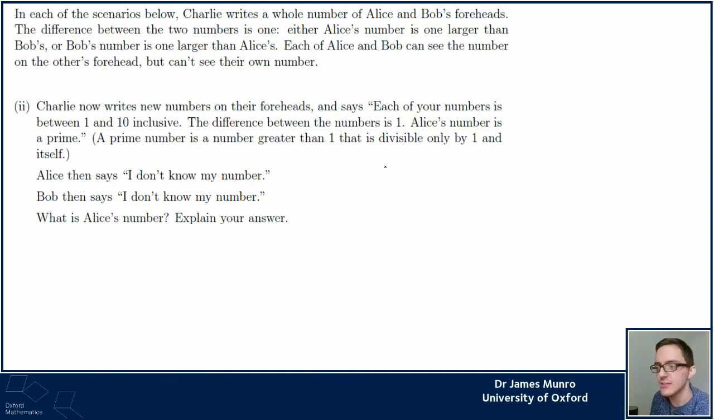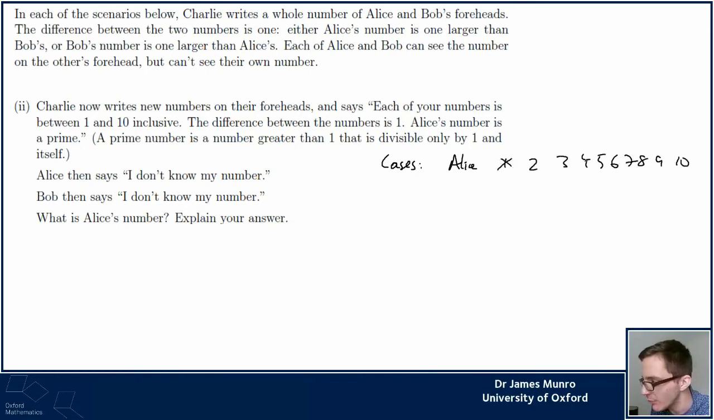So let's do cases. Alice could be 1, 2, 3, 4, 5, 6, 7, 8, 9, 10, because we know Alice's number is one of these. But actually, most of these numbers are not prime, right? 4, 6, 8, 9 is not prime, 10 is not prime. So Alice is going to be one of these, 2, 3, 5, or 7. Alice's number is a prime. So just by listening along to what Charlie said, we've worked out that Alice is one of 2, 3, 5, or 7. Okay. Alice says, I don't know my number.